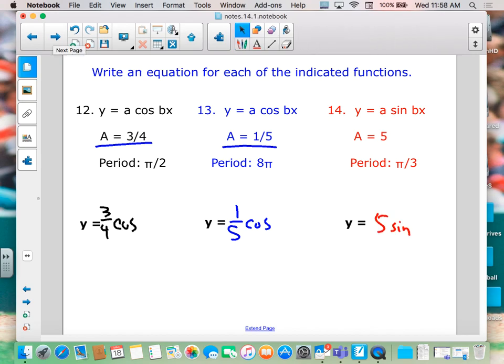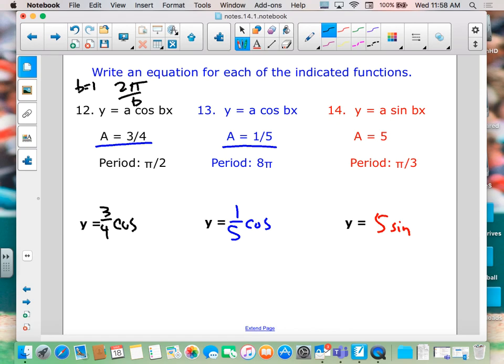The only thing that takes a little bit of thought is finding the period. You need to remember the formula for period is 2 pi over b. So for this one, 2 pi over what gives you pi over 2? So I'm going to do my guess and check way. If I try 1, that's obviously not it. If I try 2, I get 2 pi divided by 2 is pi. I'm going in the right direction. If I try 3, it's not going to work. But you know what? If I try 4, 2 pi divided by 4 is pi over 2.